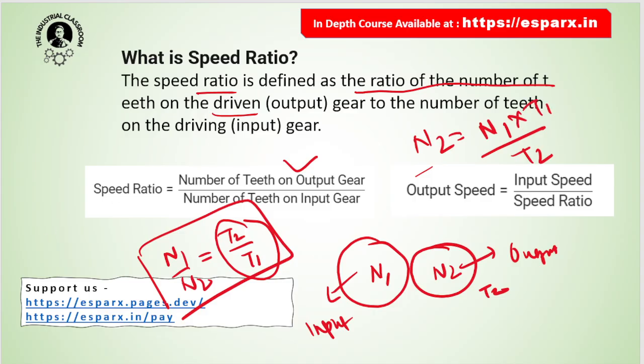And remember, let me provide a question here. If the input speed N1 is equal to 100 and the speed ratio is equal to 2:1, then find the output speed, or N2. This will be the homework for you, because the formula has been given in this slide. You can just pause the video and use it. So the input speed is 100, the speed ratio is 2:1, find the output speed.